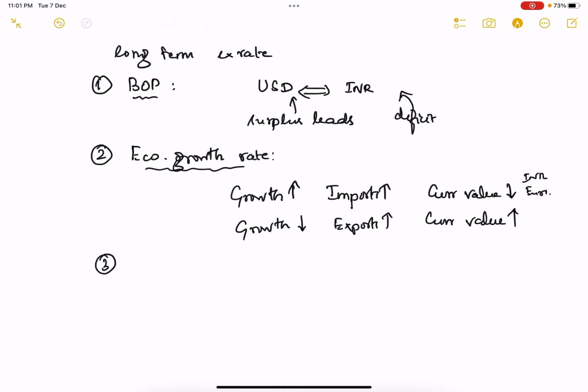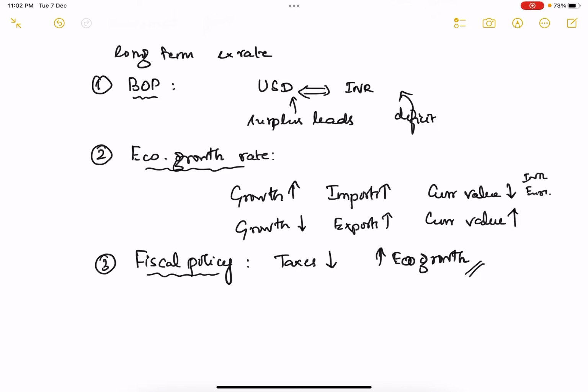The third fundamental reason which influences the exchange rate movement is fiscal policy. This is also known as expansionary policy. This is related to taxes. Lower taxes will lead to increased economic growth. So something related to economic growth, obviously it will affect the exchange rate movement.